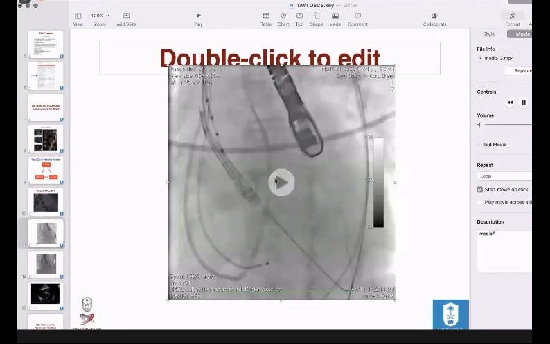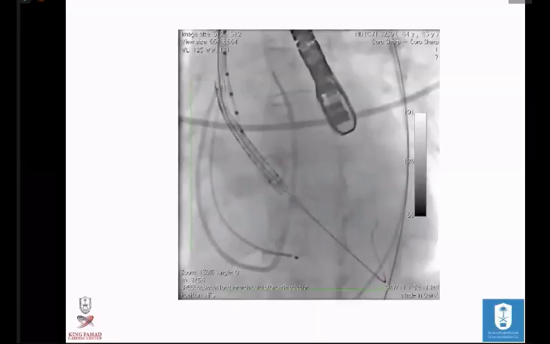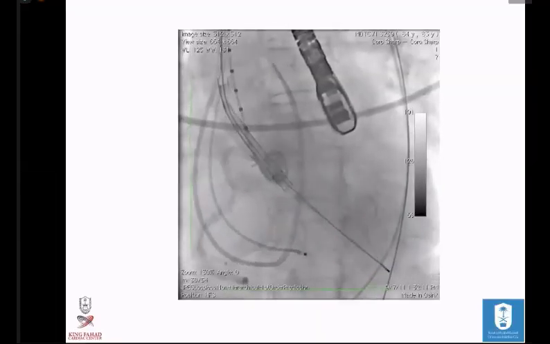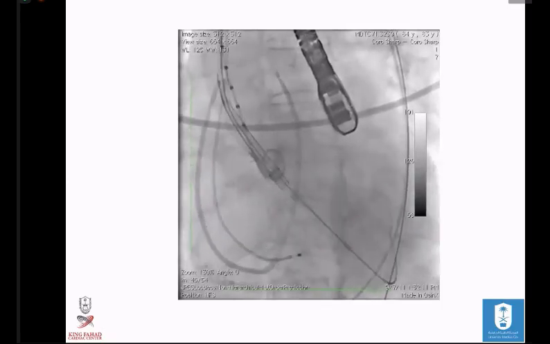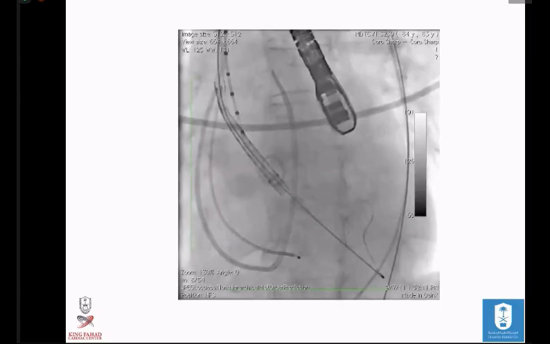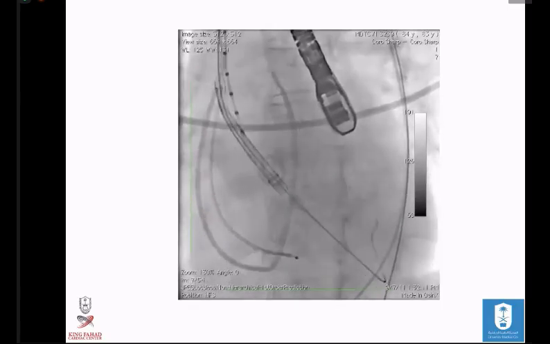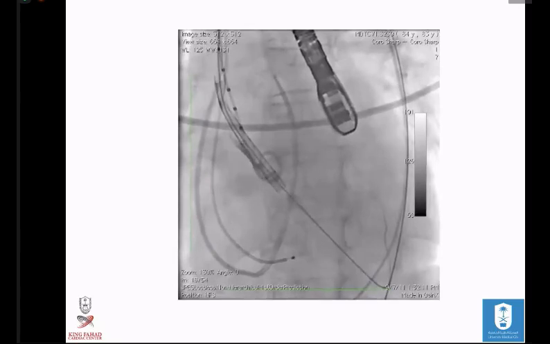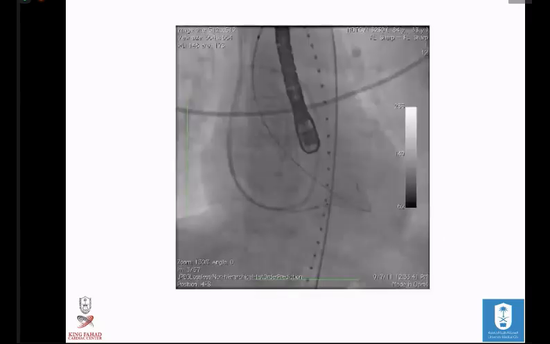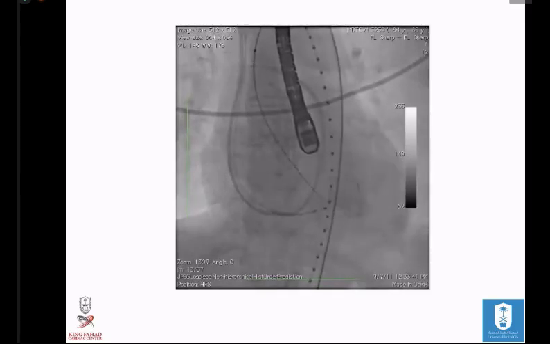Okay, I'll give you the second scenario. I want you to look at this. This is TAVI trying to implant the valve. This is a self-expanding valve. You can see the guide wire is deep in the LV. Okay? And then the valve was deployed.